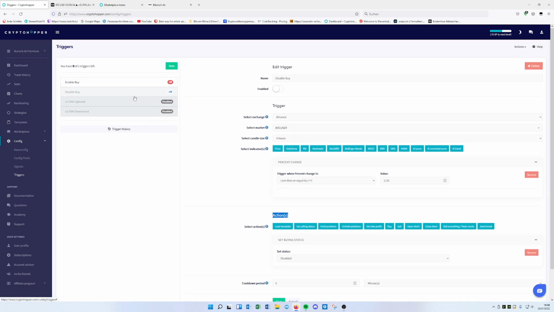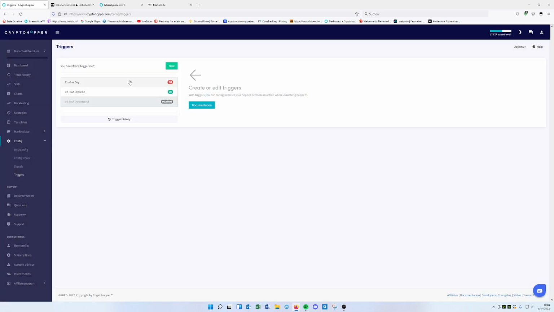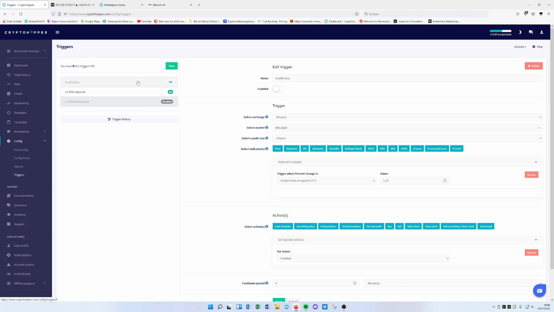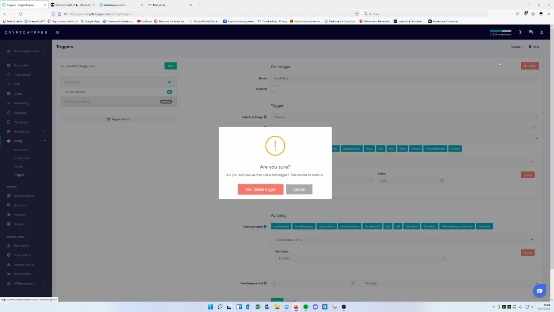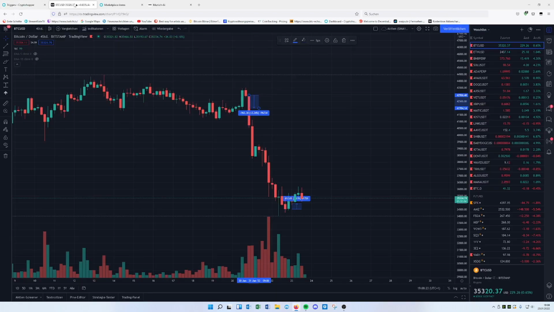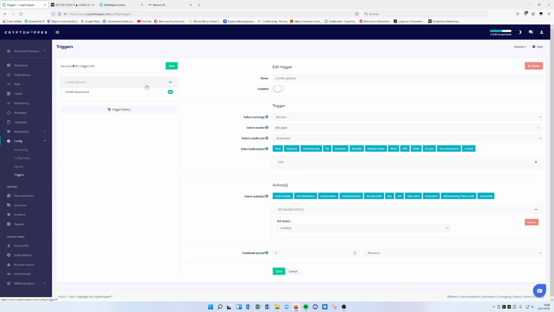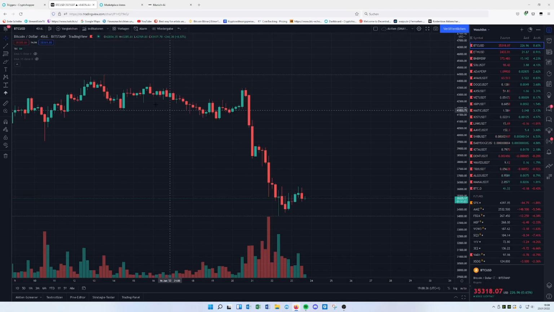So the next one, let me show you the other idea. I need to quickly delete this, enable by, to see the other one. The other idea is to have a trigger which only lets the hopper trade on uptrends. So let me show you what happened.